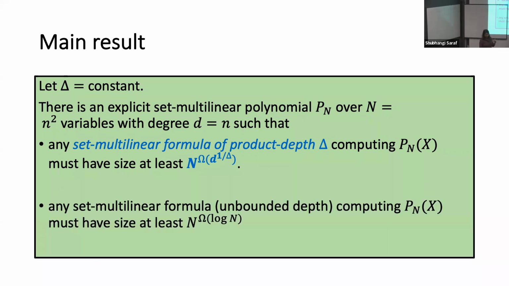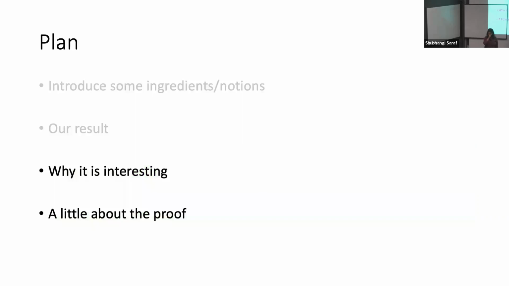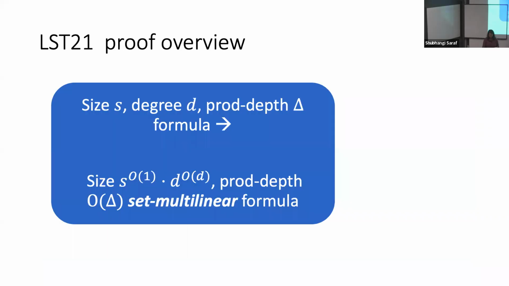We also have, using our same techniques, we can also show that if you have formulas of unbounded depth computing the same polynomial, it must have size at least n to the log n. But the second result was in some sense known already in the past. So let me tell you why the result is interesting, or why the precise quantitative bound of n to the d to the 1 over delta is interesting.